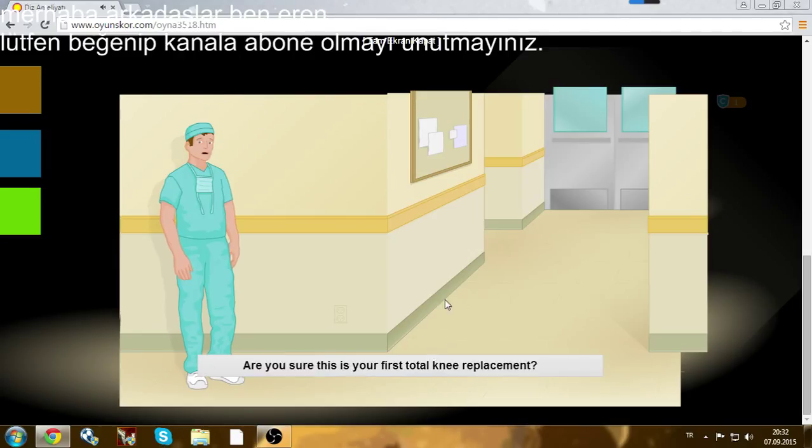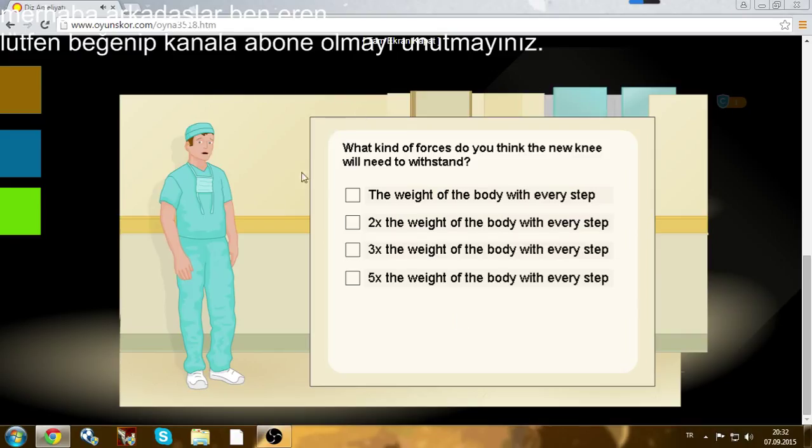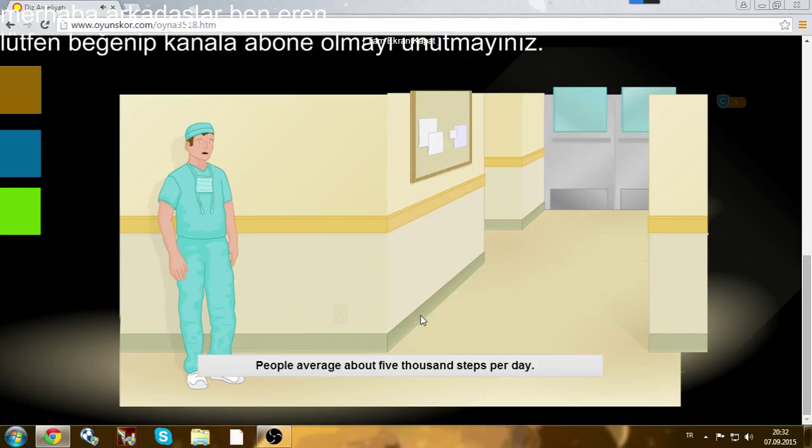Are you sure this is your first total knee replacement? Our patient will remain in the hospital for 3 days, followed by 3 to 8 weeks of physical therapy. Because of this surgery, our patient will have significantly reduced pain and increased mobility. Before you leave, let's think about the life of the new knee components. What kind of forces do you think the new knee will need to withstand? Nice job. People average about 5,000 steps per day. Our patient's new prosthetics will withstand a great deal of force for 36 million steps or more.